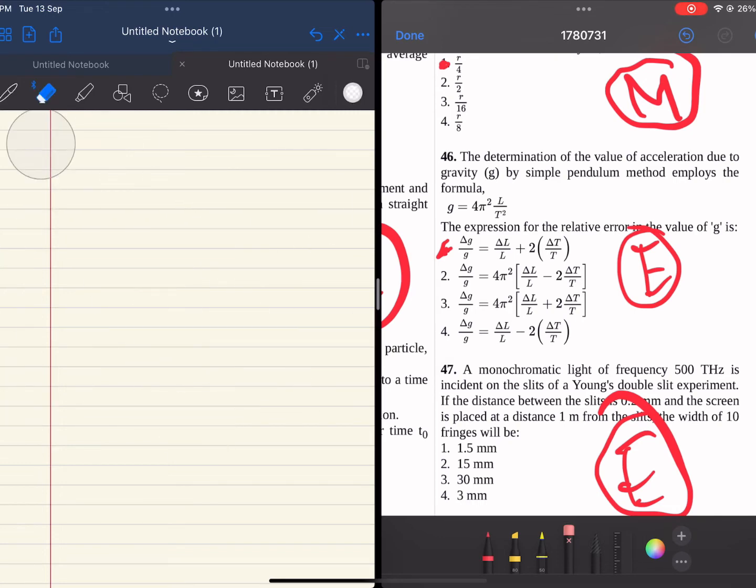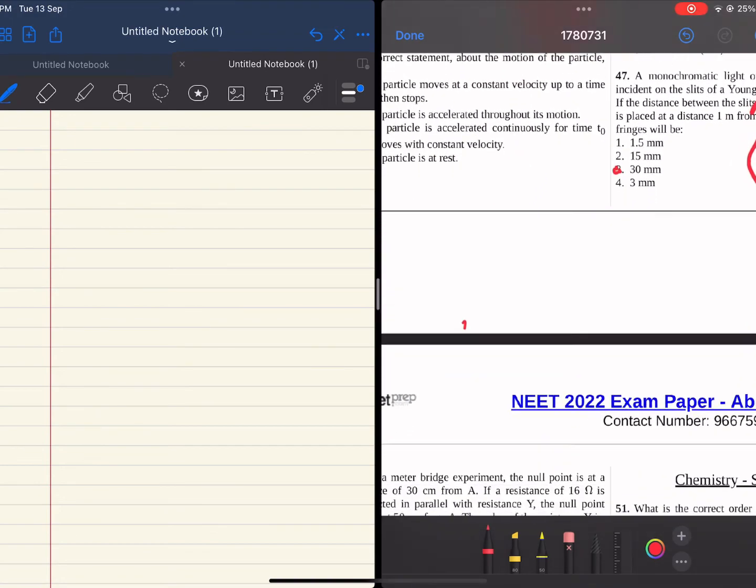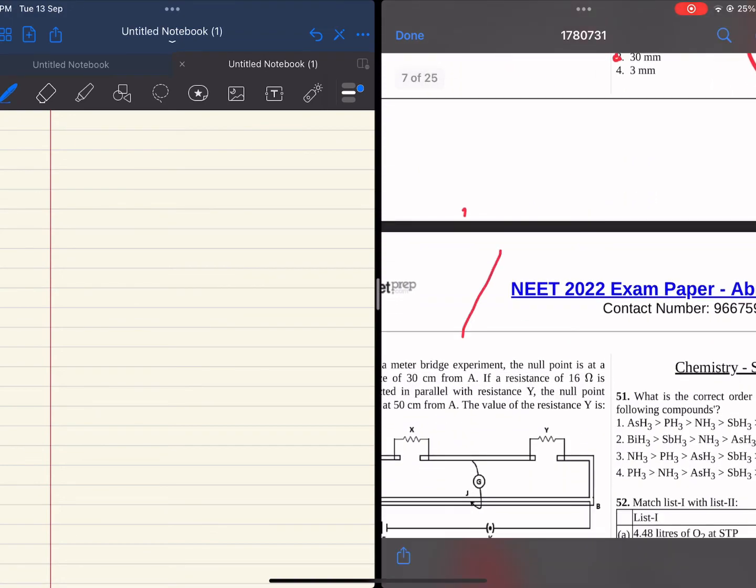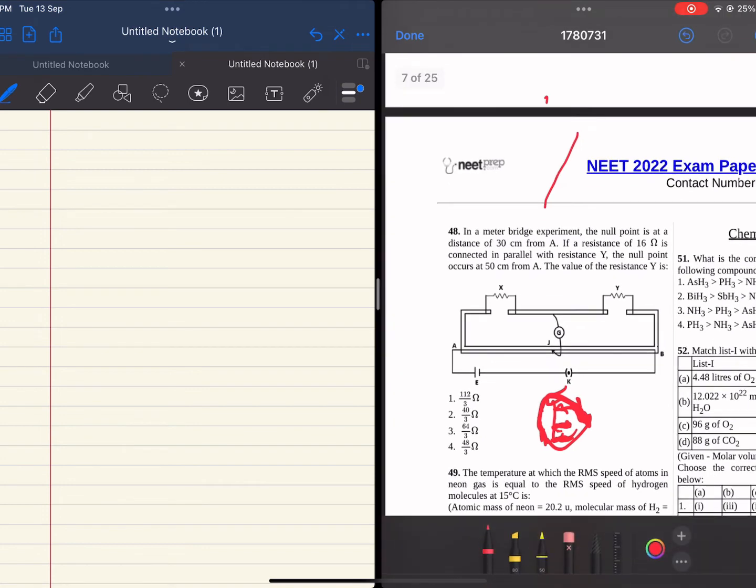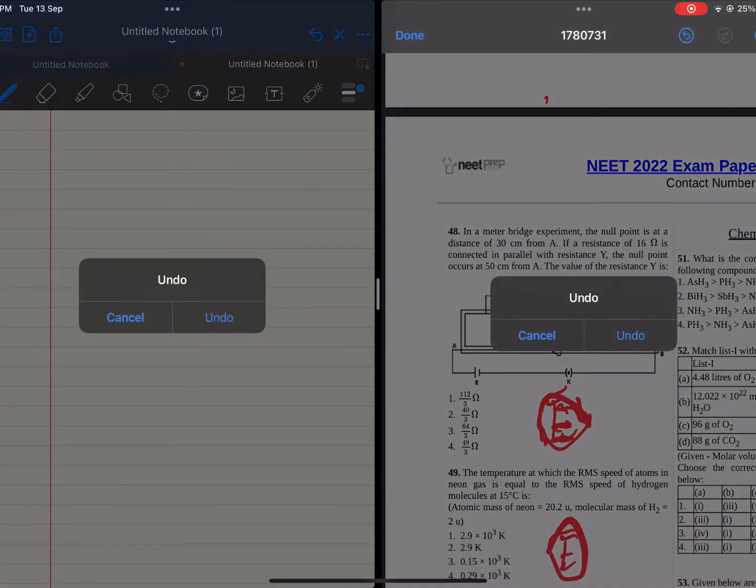Moving on to the 48th question, the answer for the 47th is 30. So you have already illustrated. 48th question is based on balanced Wheatstone bridge, that is meter bridge instrument. In meter bridge experiment, the null point is at a distance of 30 cm from A. The resistance of 16 ohm is connected in parallel with resistance Y. The null point occurs at 50 cm from A. The value of resistance Y is.